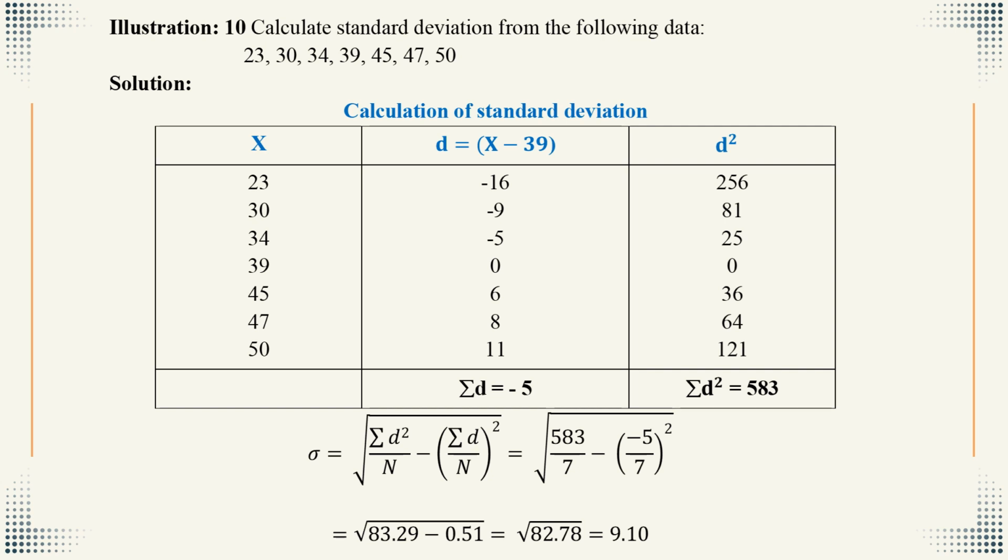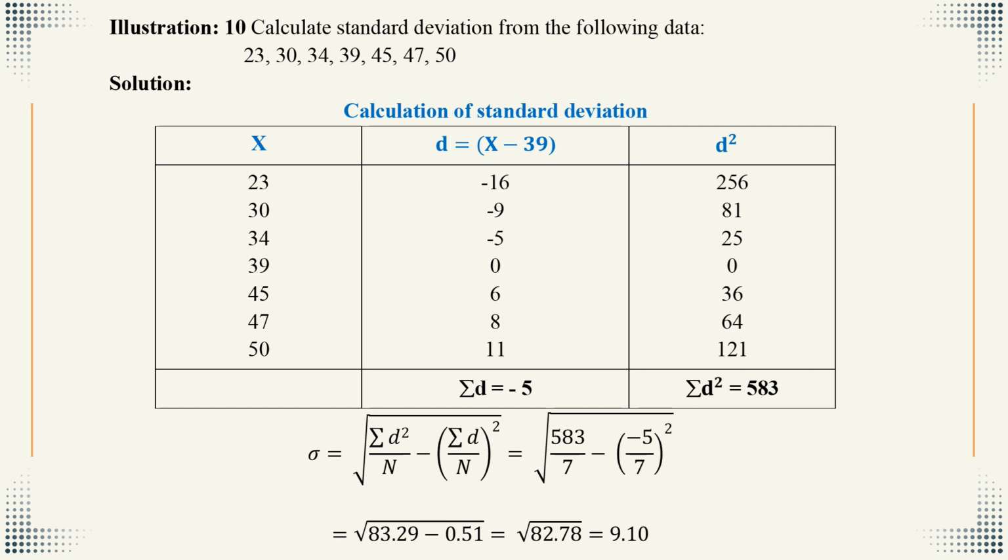Then small d, that is x minus 39. 39 has been taken as the assumed mean. It may be 34 or 30, any number, but it is better to take a middle value. Next, x minus 39: 23 minus 39 is minus 16, 30 minus 39 minus 9, 34 minus 39 minus 5, 39 minus 39 0, 45 minus 39 6, 47 minus 39 8, 50 minus 39 11.